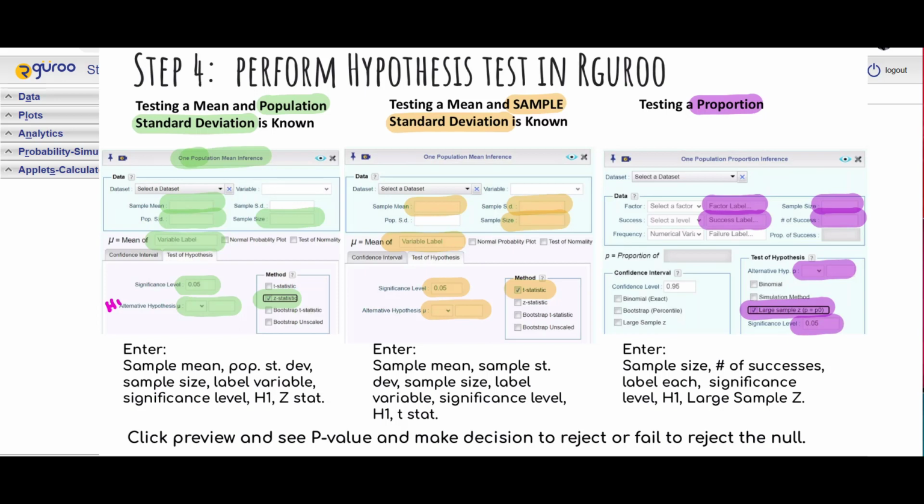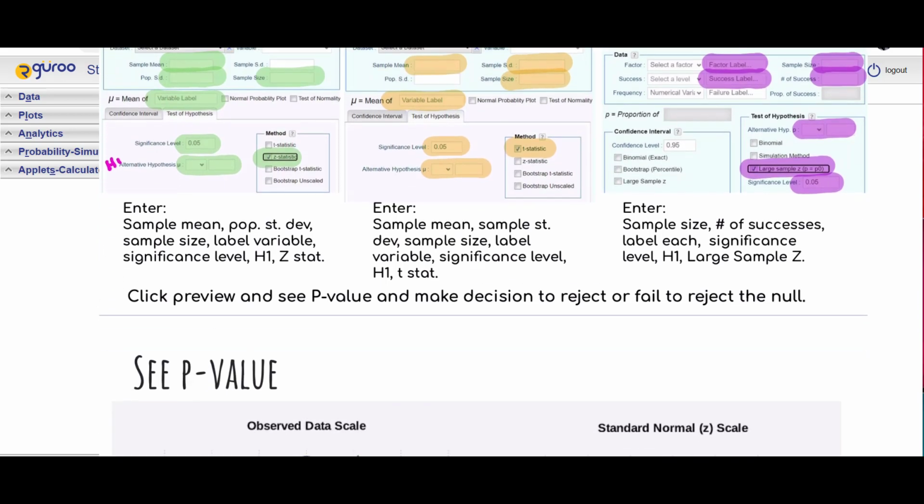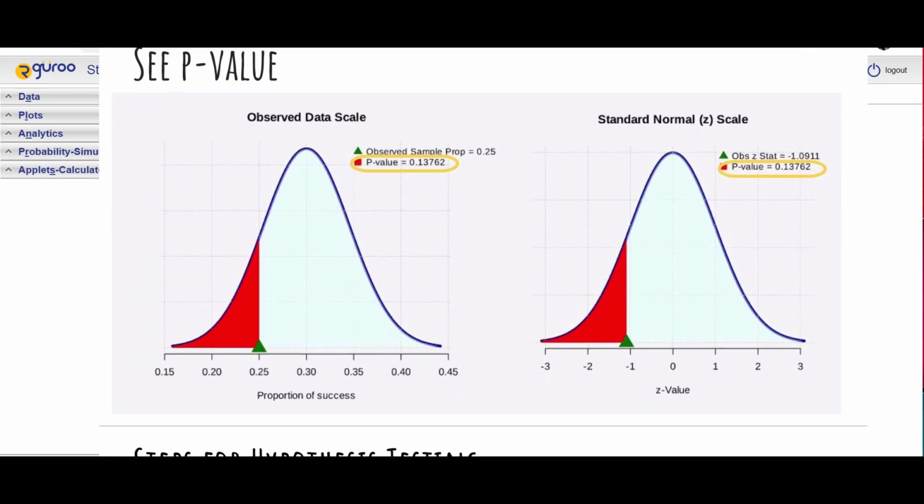Now, for any of these, I want you to notice there is a confidence interval tab. So you can actually find the confidence interval and compare the results of the confidence interval to your results of your hypothesis test all at the same time, which is one of the great things about Rguroo, is that it's kind of a one-stop shop. You don't have to do separate calculations. You can do it all at one time. Anyway, so once you enter the info in the box, you are going to click the preview button, which is the eyeball at the top, and on the next screen when that pops up, you're going to look for p-value.